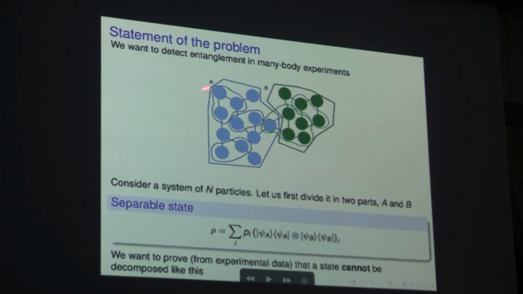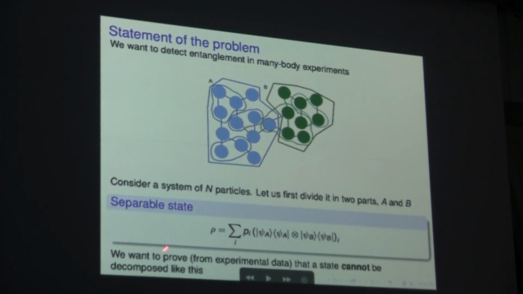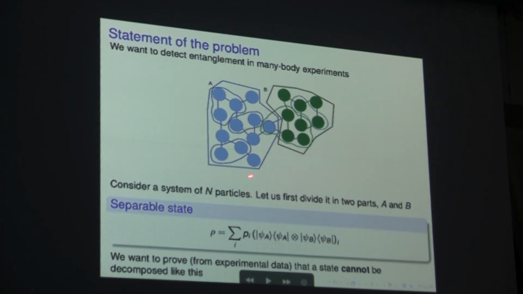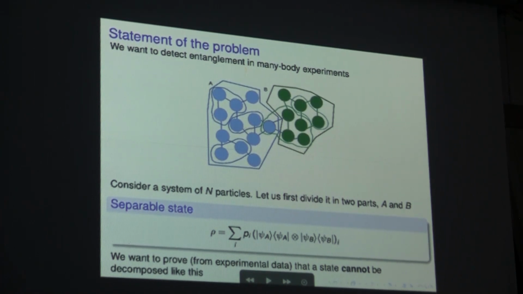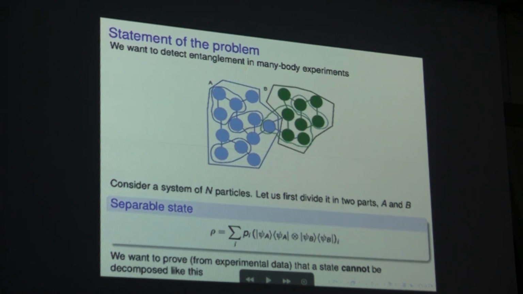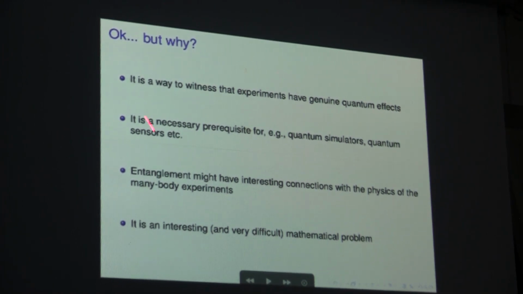The idea is that you can obtain this by operating separately on these two parts and just with some classical communication between them. And the goal is to detect a state which cannot be decomposed in this form for any possible probability distributions and states of the subsystem. So this is what is called an entangled state. Okay, so that's the problem. You might ask, why do you want to do this? It sounds like a silly problem, maybe.